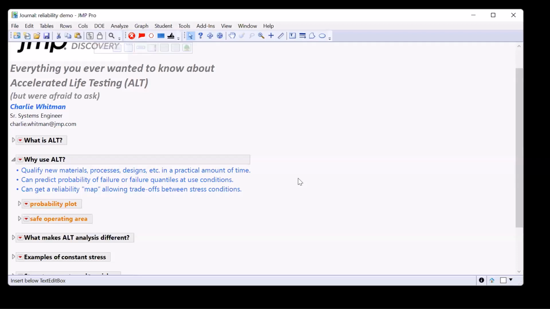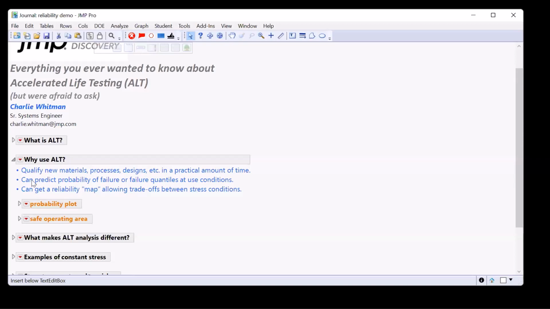And also, something I think is pretty cool is that you can get a reliability map. This reliability map is something like a response surface. If you're familiar with the design of experiments, it's the same kind of idea. I'm going to get a reliability map, and that's going to allow me to make trade-offs between the stress conditions.